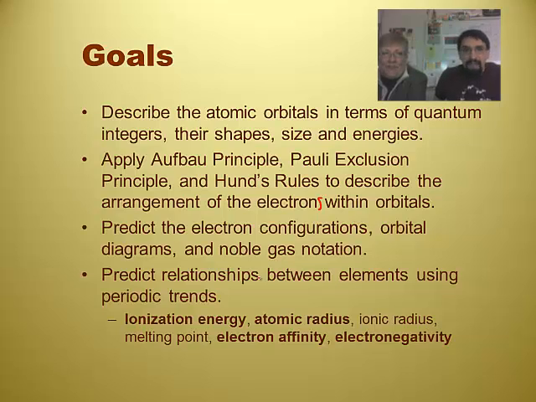We'll do that eventually. And then finally, predict the relationships between the elements using periodic trends. That requires some memorization. We've got the important ones in bold here: ionization energy, atomic radius, electron affinity, and electronegativity are things that go with us from here on. But we'll also talk about how ionic radius and melting point can be predicted on the periodic table. Sounds like we're going to need a periodic table in front of us.